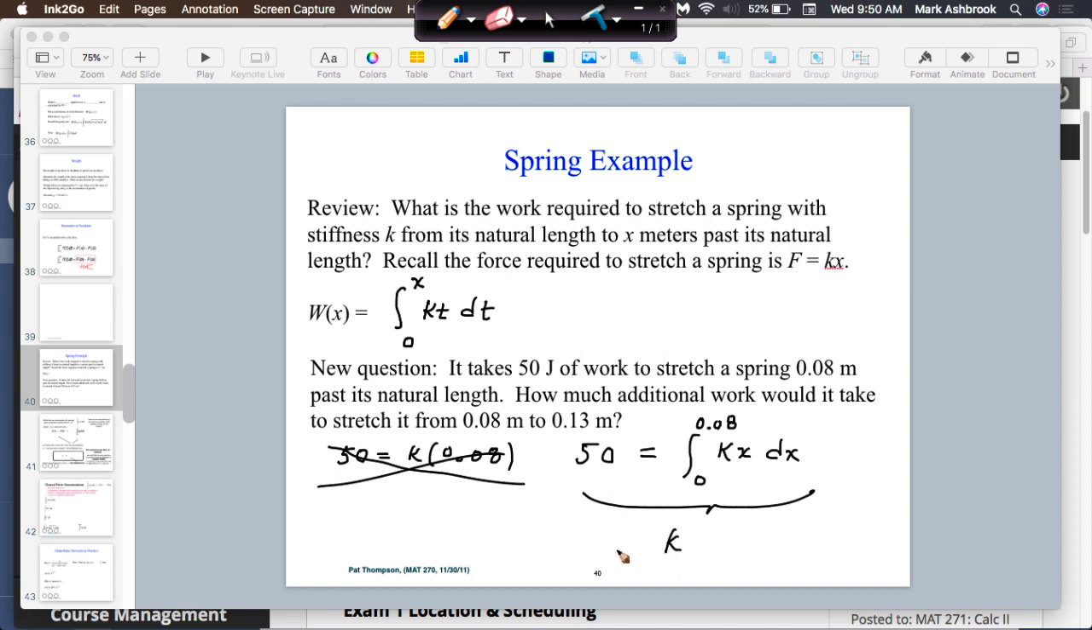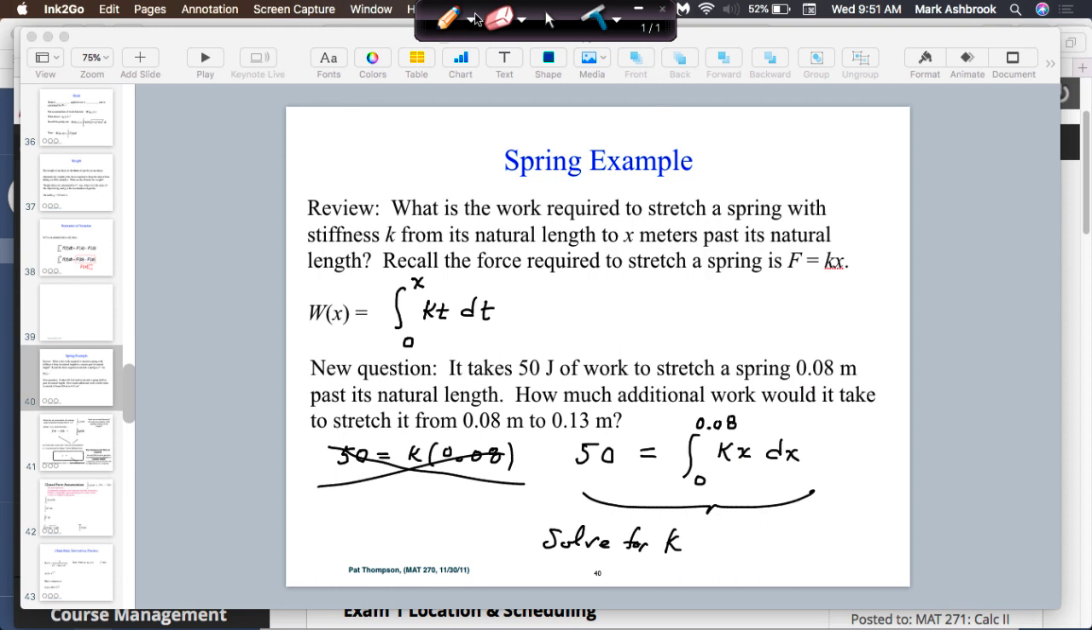And we said last time, once I solve for k, then getting the work to stretch it from 0.08 to 0.13 would be no problem. But what about this? Solve for k. We said there's a problem here. What's the problem? Remember? How do you solve for k inside of an integral? Who knows, right? This is open form. So we need something else, right? So the problem here is open form.